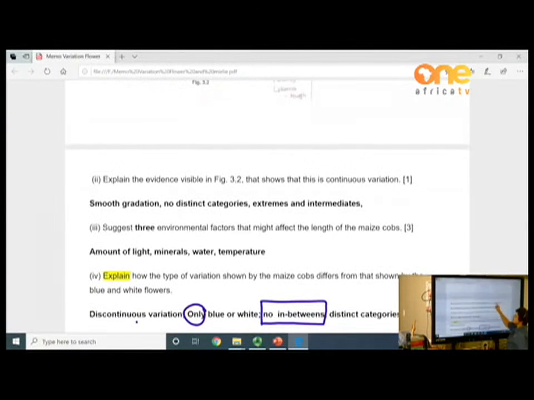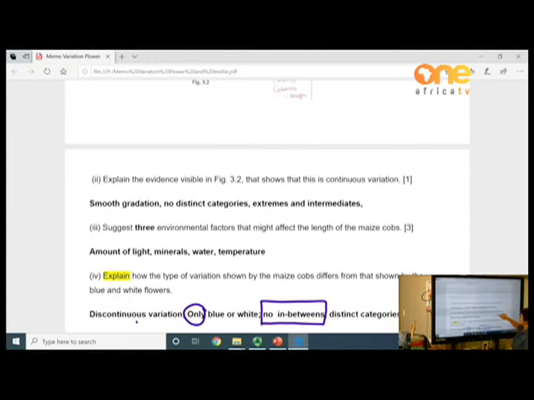We say it is a continuous variation because there's a smooth gradation, no distinct categories. Or we can say there are extremes with intermediates. From 7 to 19, there are all the different lengths of cup sizes. The environment can play a role. The amount of light, minerals, water, temperature will or can influence the size of the cups.